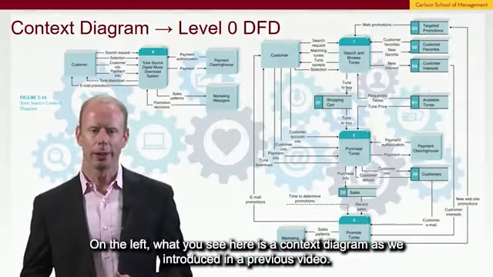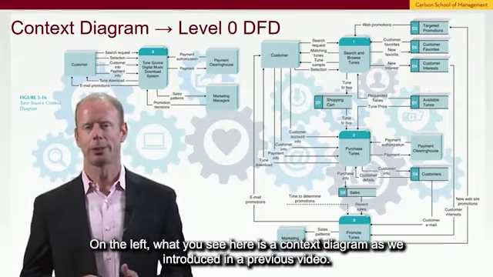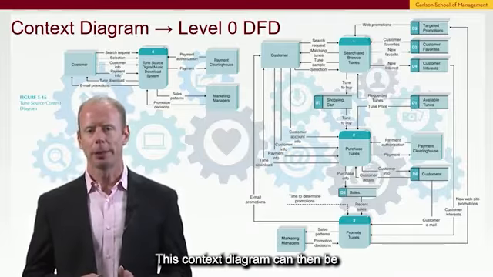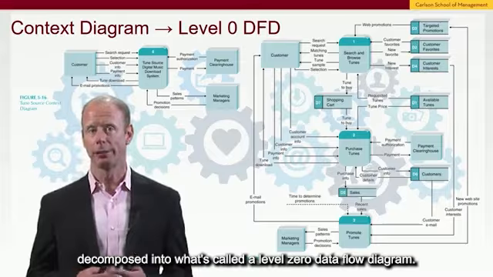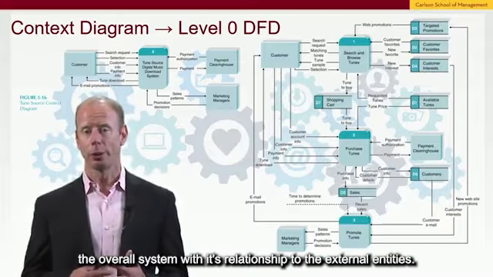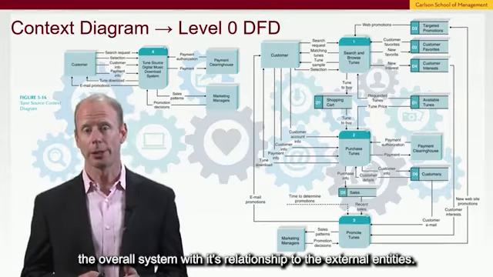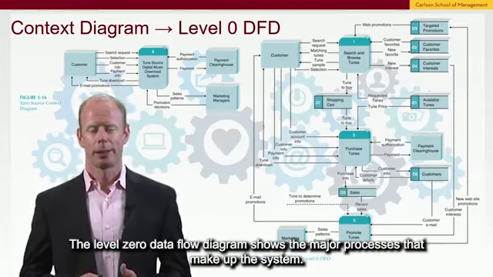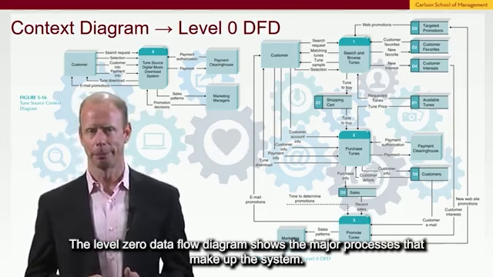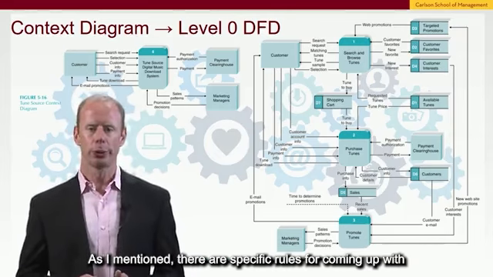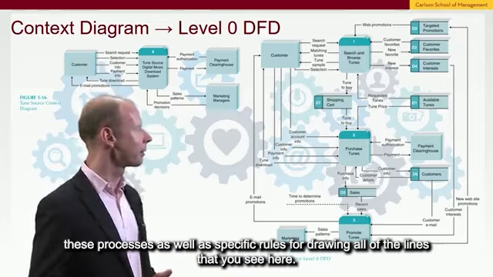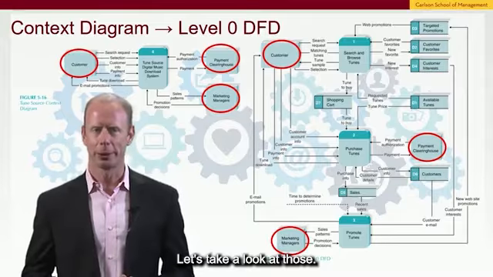On the left, what you see here is a context diagram, as we introduced in a previous video. This context diagram can then be decomposed into what's called a level 0 data flow diagram. The context diagram shows the overall system with its relationship to the external entities. The level 0 data flow diagram shows the major processes that make up this system. And as I mentioned, there are specific rules for coming up with these processes, as well as specific rules for drawing all of the lines that you see here. Let's take a look at those.